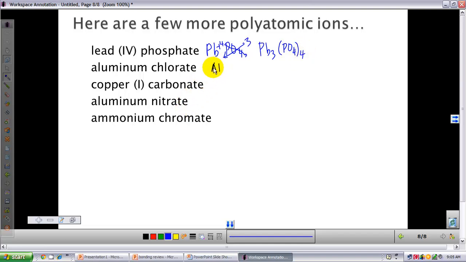Aluminum on the periodic table has a +3 charge. It's not a polyatomic. Chlorate, ClO3, has a -1, so you can crisscross. You need 1 aluminum and you need 3 chlorates.